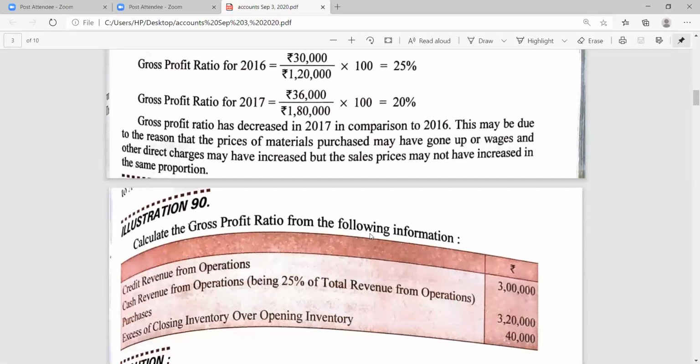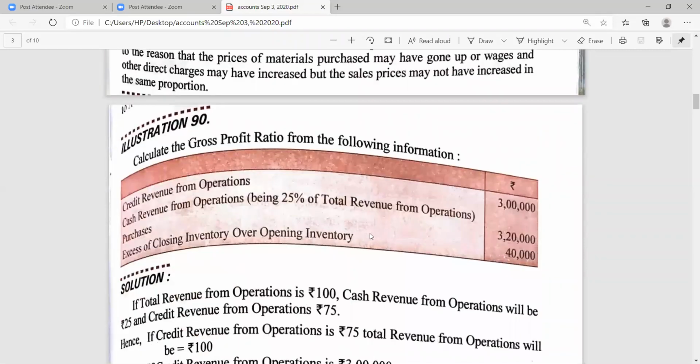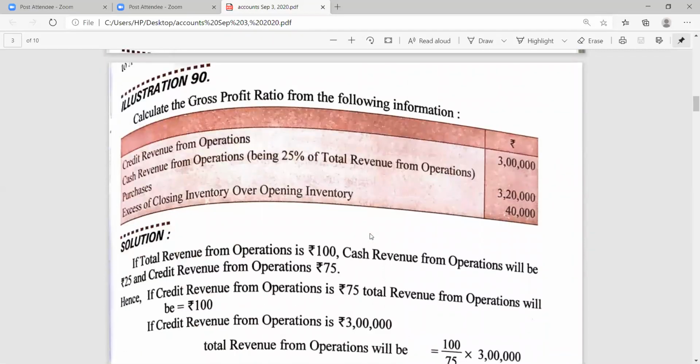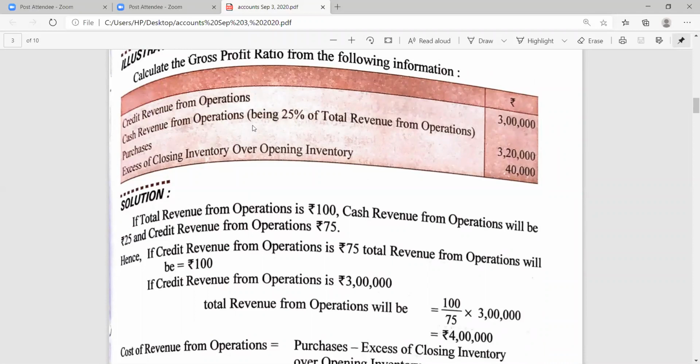Calculate the gross profit ratio. What is to be calculated? We have to calculate the gross profit ratio. How is it to be calculated? Here in the question, the credit revenue from operation is given to us, that is 3 lakh. Cash revenue from operation is also given to us. Now see what to do.